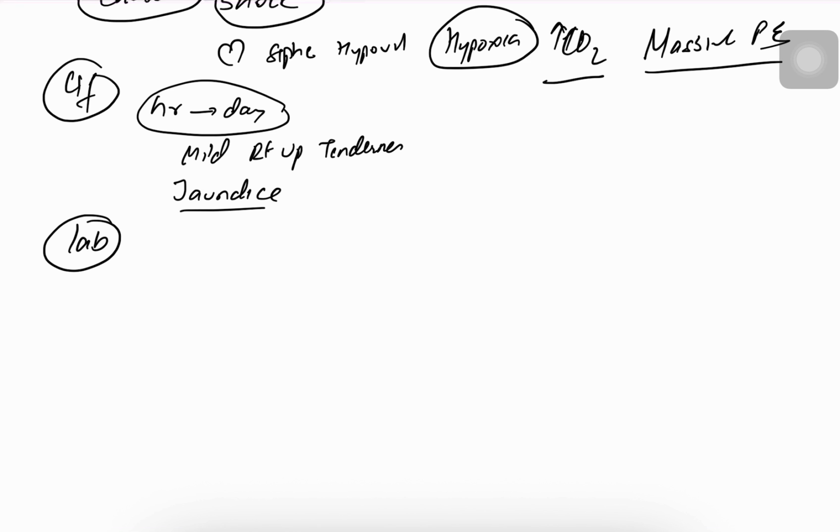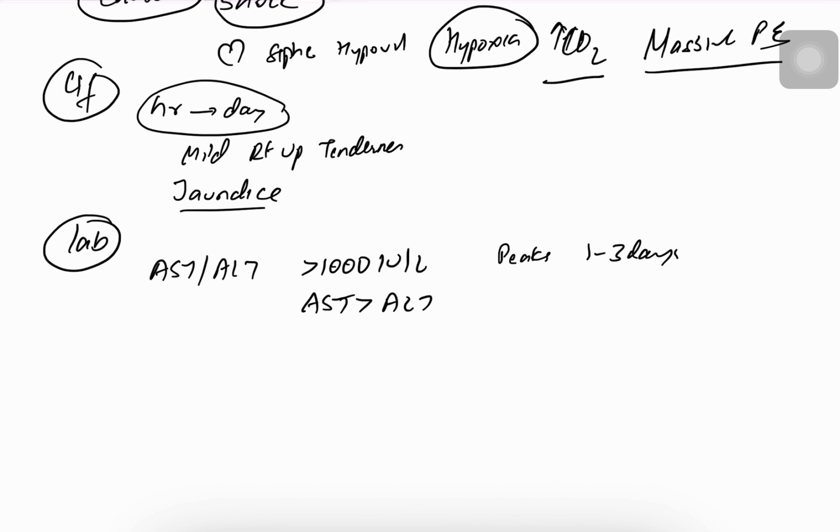Lab findings help us to know it's a shock liver. The AST and ALT will be massively raised, often more than 1000 IU per liter, and usually AST is more than ALT. It normally peaks around 1 to 3 days and normalizes in 7 to 10 days if perfusion recovers.